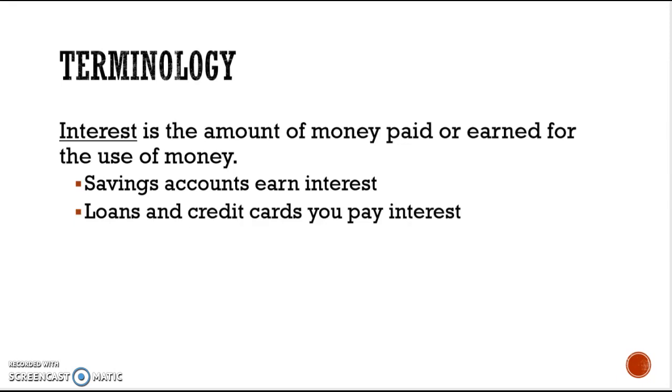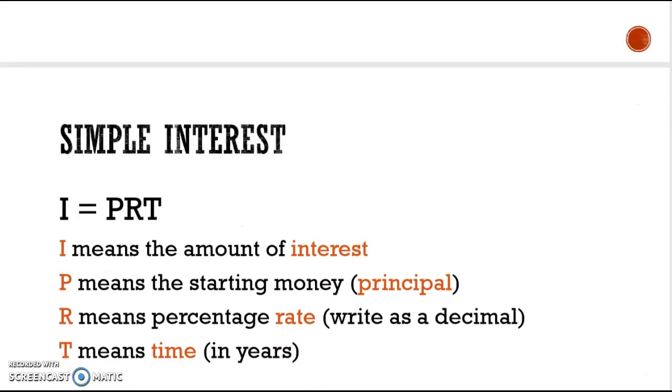So in a savings account, you earn money. When you put money in the bank and you just let it sit there, the bank will pay you for leaving that money in. With loans and credit cards, you are borrowing money from the bank, so they're going to charge you for borrowing the money before you have it to pay off. So you're going to be paying the bank extra money. This is how they make money.